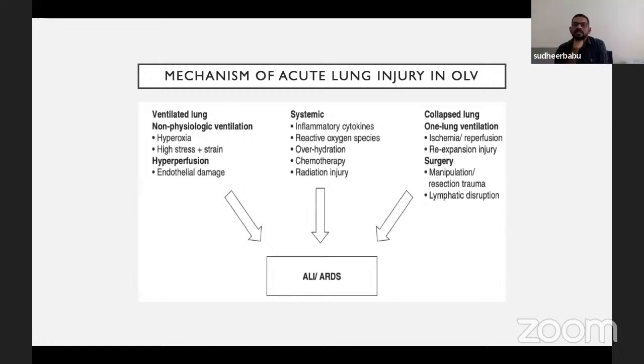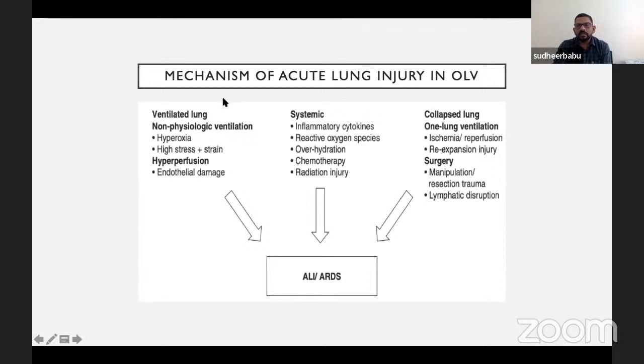Most of the times when we are re-expanding the lung, we'll be putting on the bag and ventilating with the bag. That itself can cause a lot of injury. So ideally you have to put on the ventilator and increase the driving pressure up to 30 centimeters H2O.